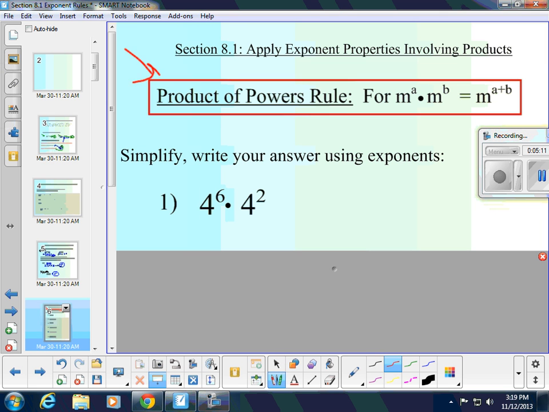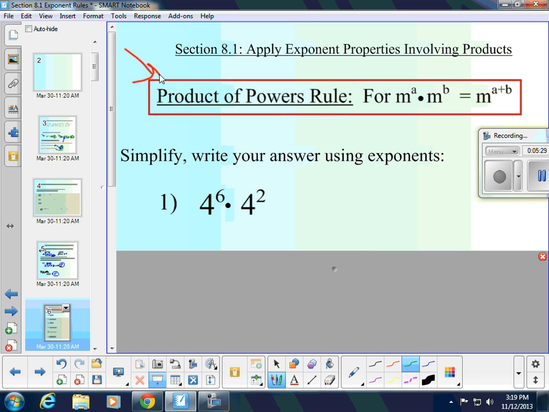And if you're taking notes along with me again, here's what I'd like you to write down. The product of powers rule. And again, don't be too worried about those words. It's just like the words are telling you. It's the product of powers. When I multiply powers together, here's a rule. Here's a way I can simplify that problem.